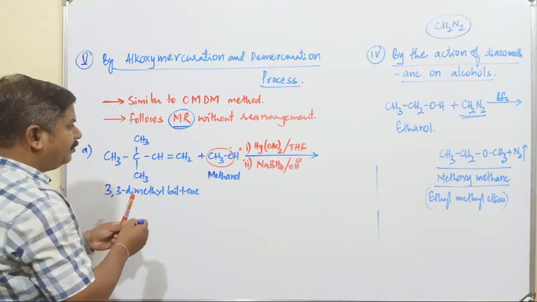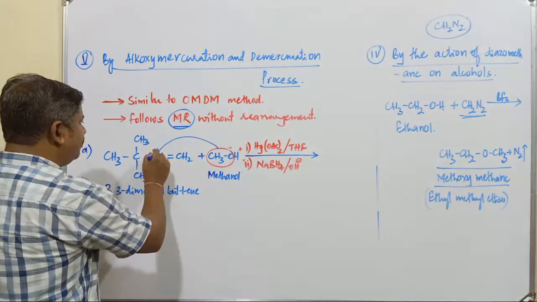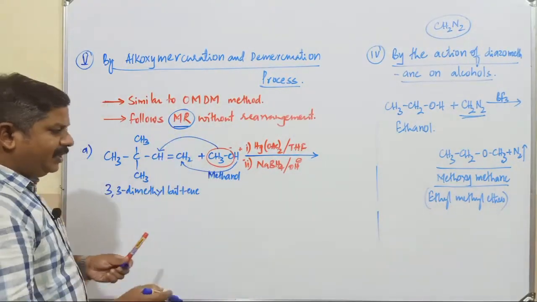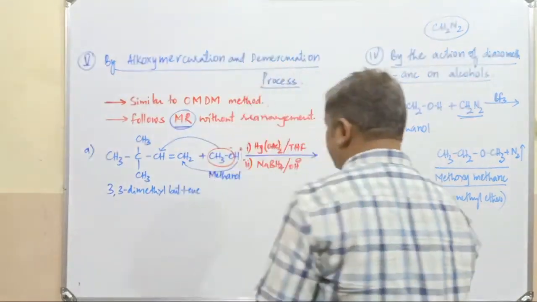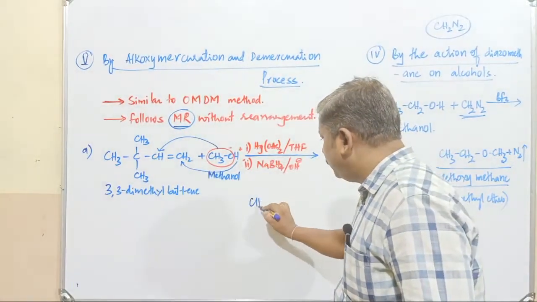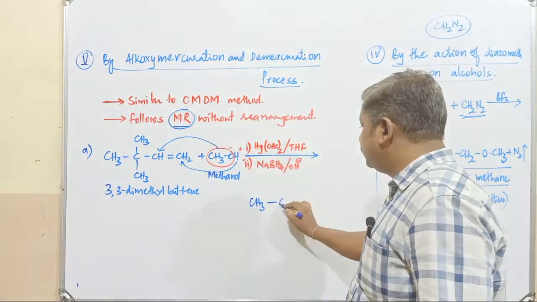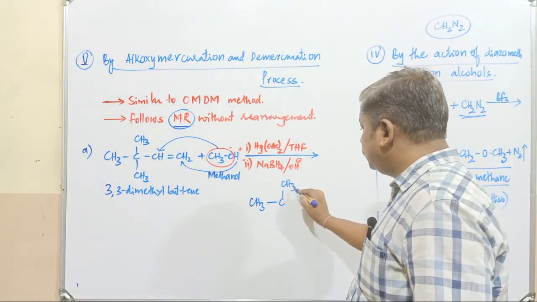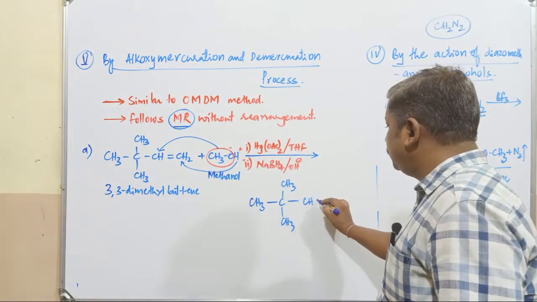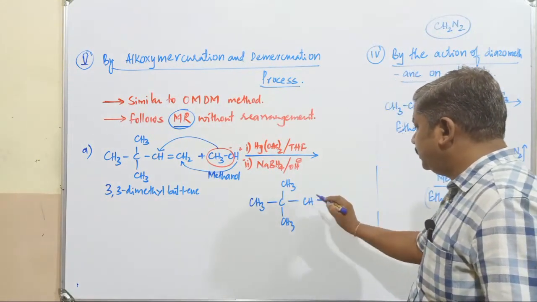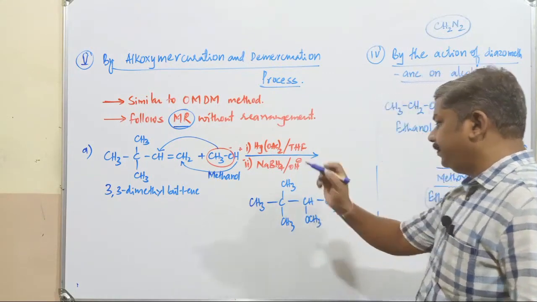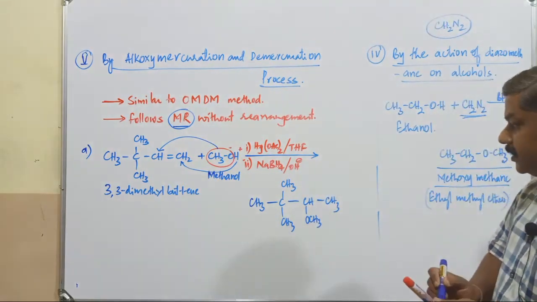CH3O- is added to the carbon atom having the lesser number of hydrogen atoms, and H is added to the carbon atom having the more number of hydrogen atoms. After this addition, according to Markovnikov's rule, what's the product obtained? CH3, then CH3, then CH, a single bond to CH3, and here OCH3. So this compound is an ether compound.